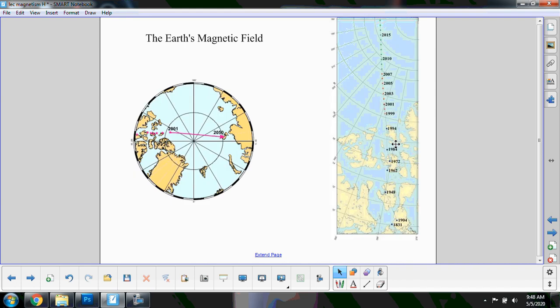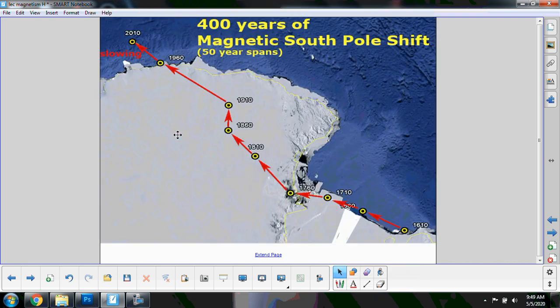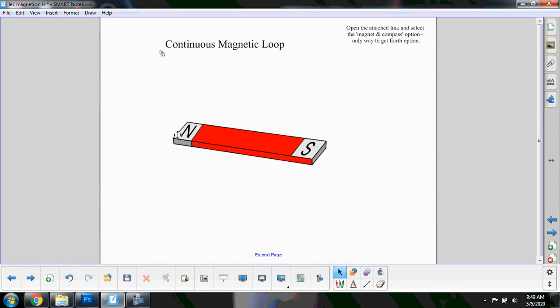All right. So you can find these maps online. It just shows the change in position over time, which means if you're navigating by compass, you actually have to know what that change is, what that difference is. And they talked about that in the movie as well. And then the South Pole is also going to be moving, and that shows the position over time for the South Pole, which is the geographic South Pole of our planet, but it's the magnetic North Pole of our magnetic field. One thing about magnetic fields, they're continuous loops.